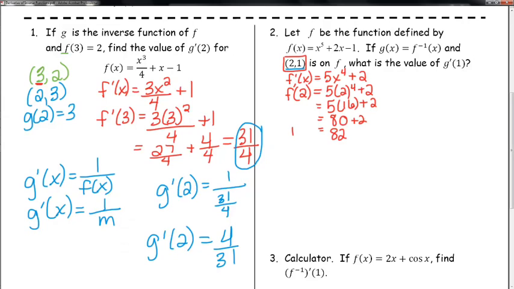And again, remember this means it's my m. And when we're talking about the inverse, it's going to be g prime of 1. Remember that 1 is the y-coordinate for my f of x. So g prime of 1 is equal to 1 over f prime of 2. While f prime of 2 is 82. So we'll do 1 over 82.